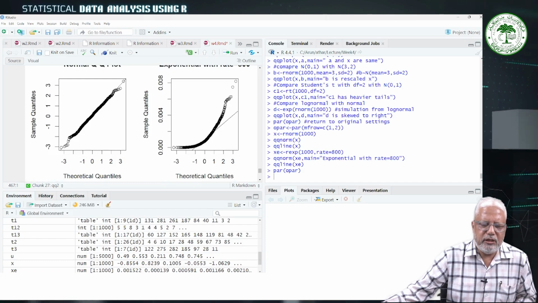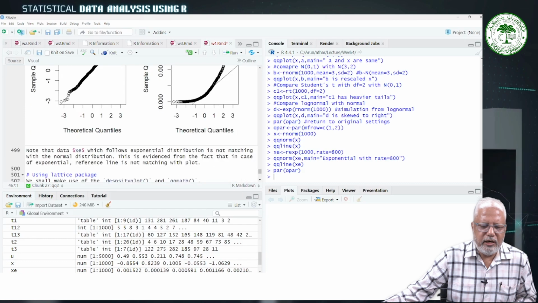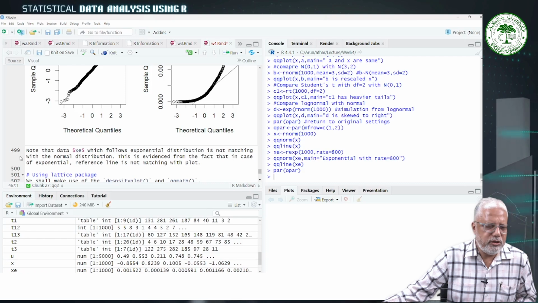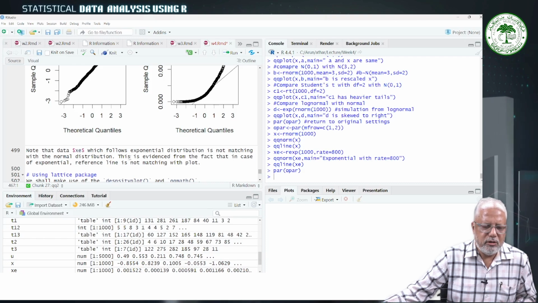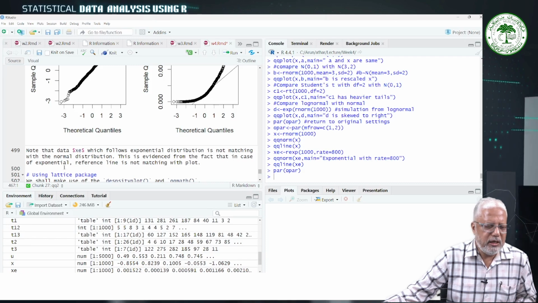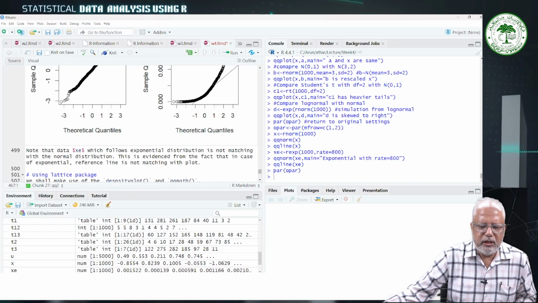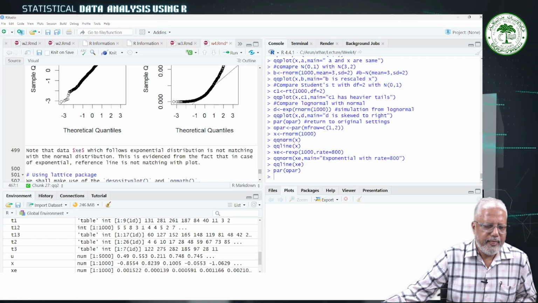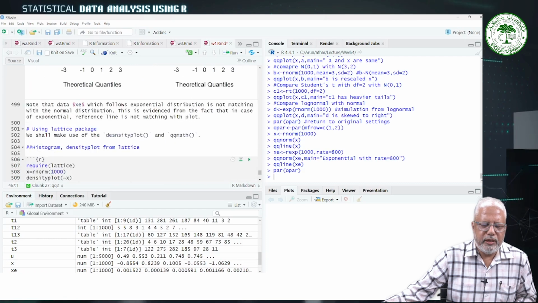So, here that matching is not satisfied. Note that data xc, which follows an exponential distribution, is not matching with the normal distribution. This is evidenced from the fact that in the case of the exponential, the reference line is not matching with the plot. So, this is the conclusion on the basis of the QQ plot.